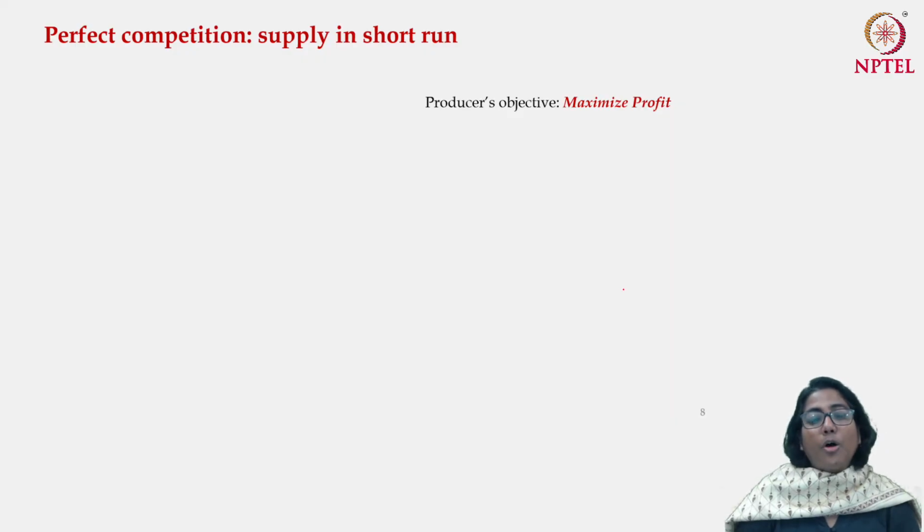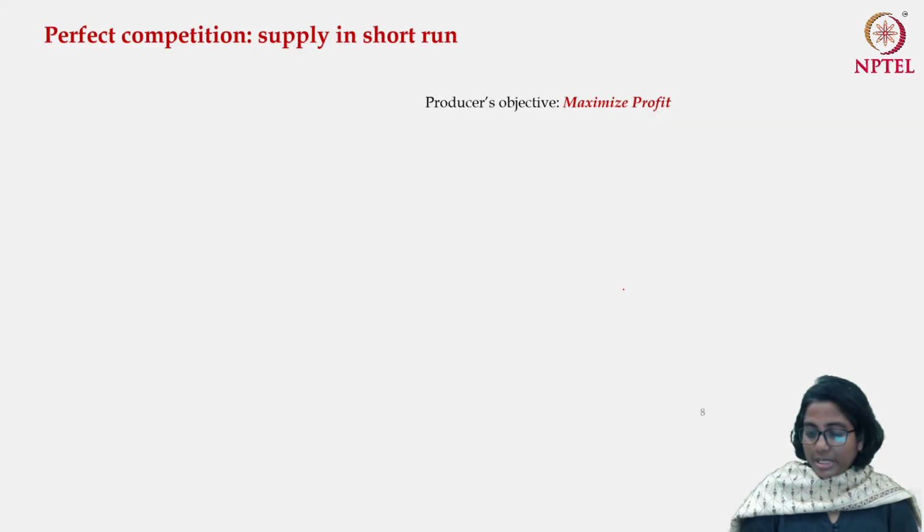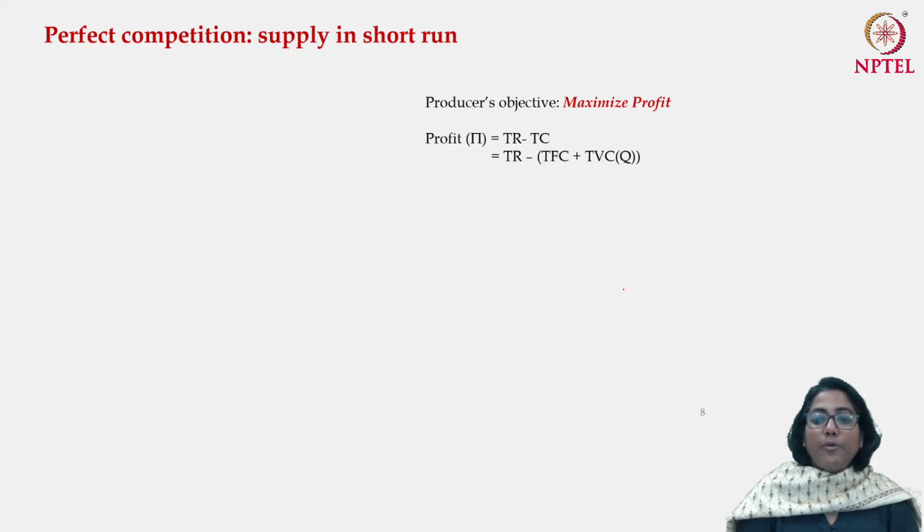What is the objective of the producer? The objective of the producer is to maximize profit. The profit is given by total revenue minus total cost. We can break it up if you want to. You can break up this total cost as total fixed cost and total variable cost. However, that's not really needed for this kind of derivation.